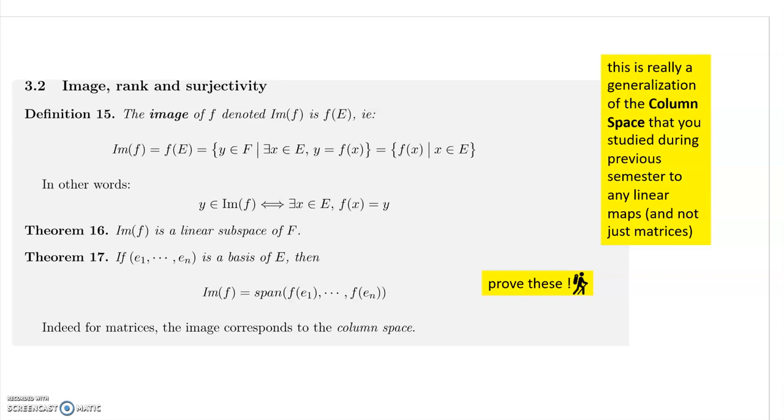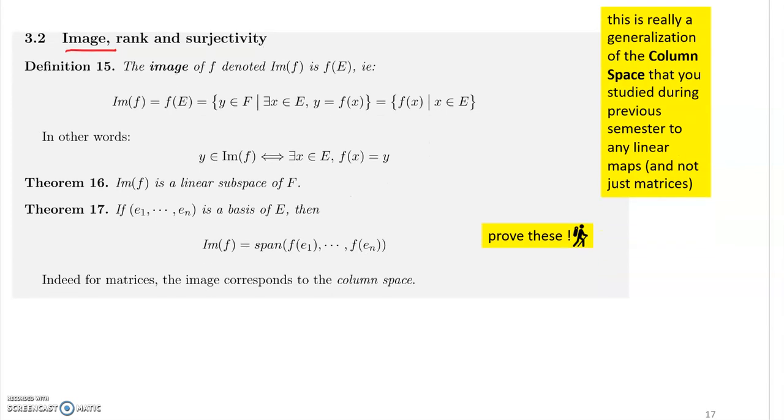Okay, so let's talk about the image of a linear map. The definition of the image is exactly the same as the image of any function. So you've got a function, which happens in our case to be a linear map from a set E to, let's call the codomain, F. The image is denoted Im of f. It corresponds to all the values that are reached by all elements of E.